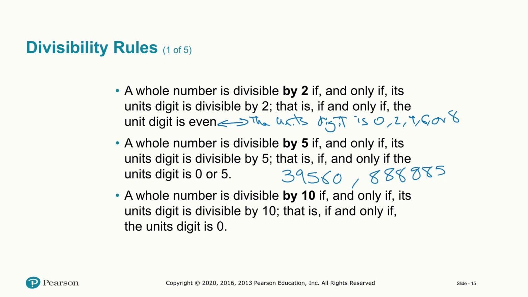And by 10, very simple, right? So is this one divisible by 10? Yes, because it ends in 0. Is this one divisible by 10? No, because it doesn't end in a 0. So that's the only criteria there.